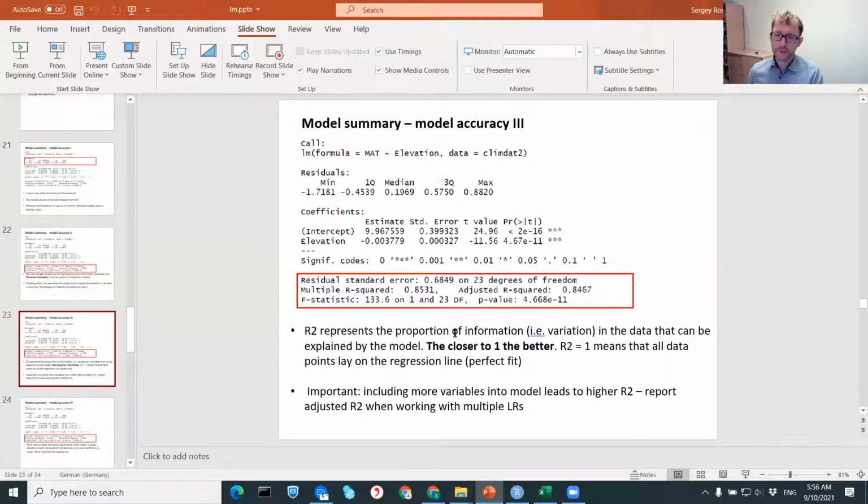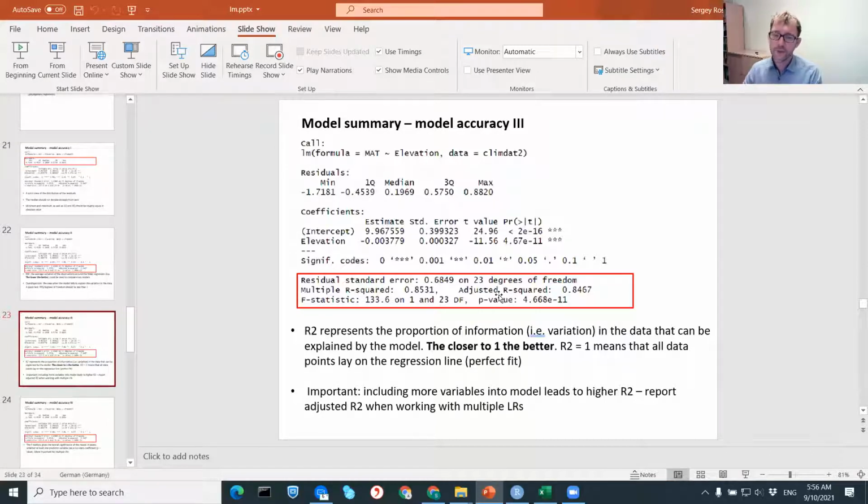So the closer the number is to 1, the better the model fit is. It means that in this case, the R square is 0.85. So it's basically almost a perfect fit. It means that the elevation explains most of the variability in the mean annual temperature in our study system. Here you can see two different R squares, multiple and adjusted.